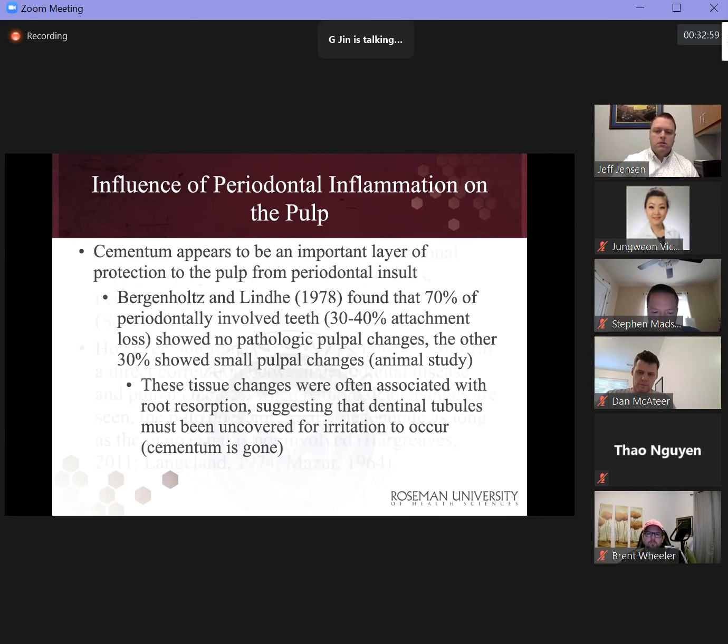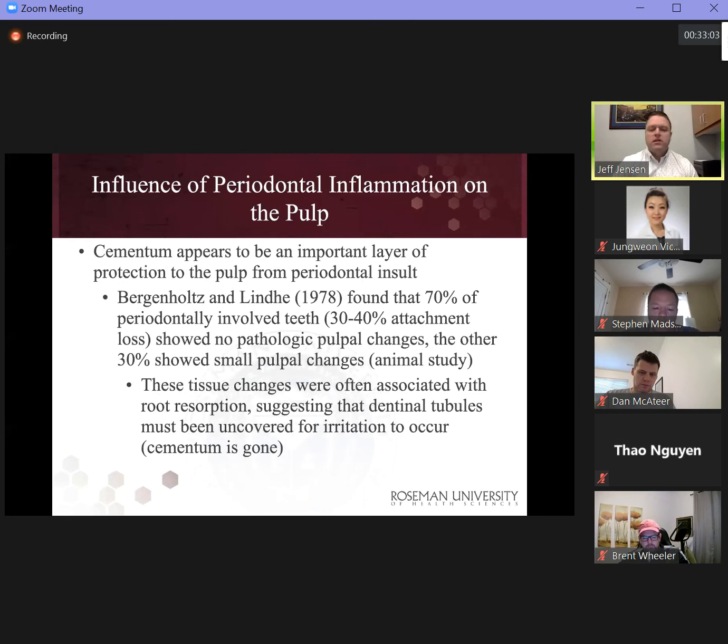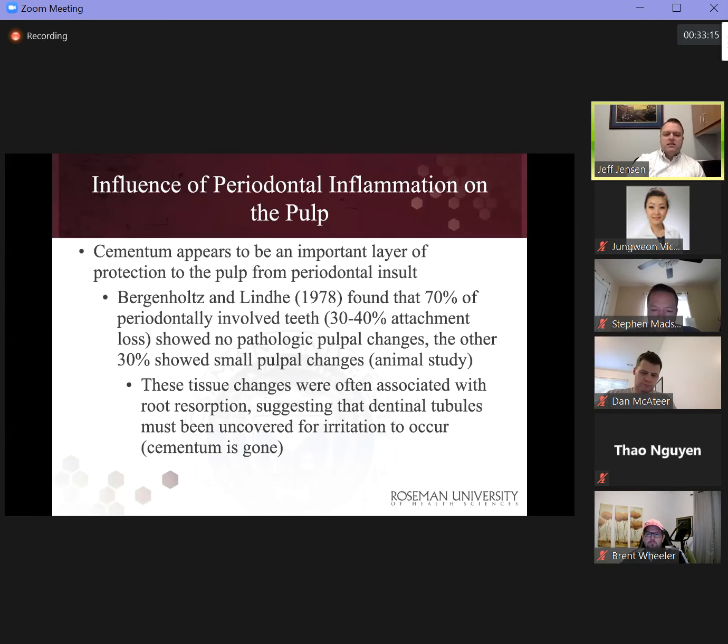Dr. Jensen? Yes. Does cementum regenerate? Yes, we can regenerate cementum. That typically happens from cementoblasts. But yes, you can regenerate cementum. But if you totally denude the root surface of cementum, it's going to be a lot harder to regenerate.